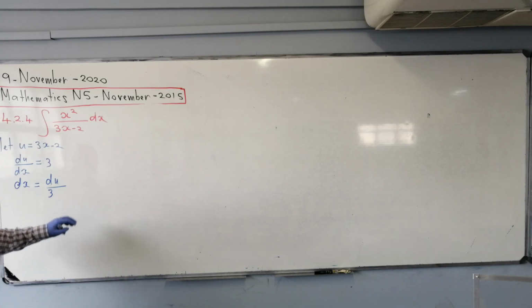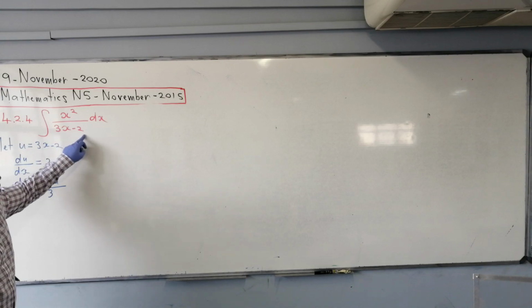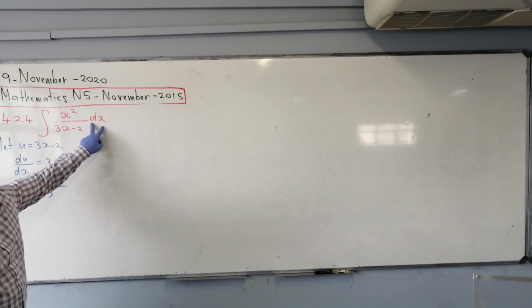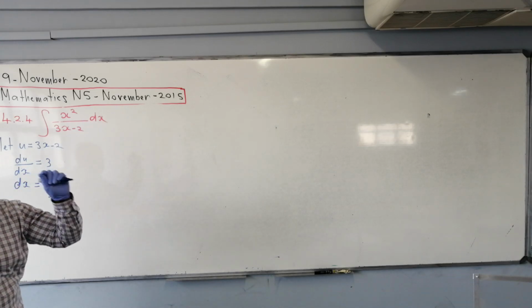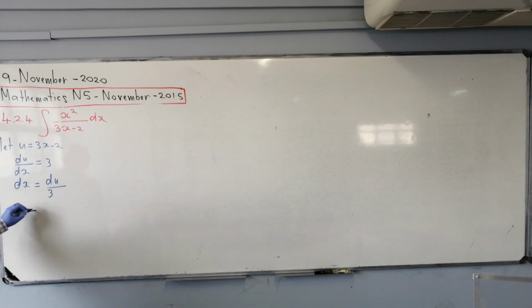Okay, so therefore, I'm going to replace 3x minus 2 with u. So this is going to be u. I need a replacement for x squared. I already have a replacement for dx. I need a replacement for x squared. So I will go back. Remember that u was equal to 3x minus 2. So therefore u plus 2 is equal to 3x. Can you see that? So now u plus 2 over 3 is equal to x.